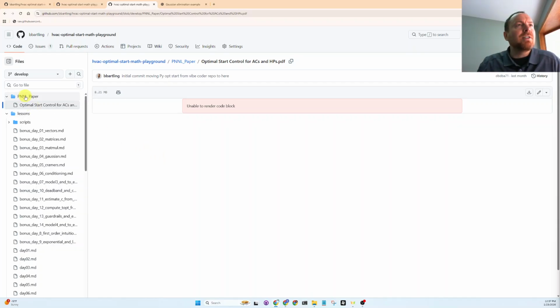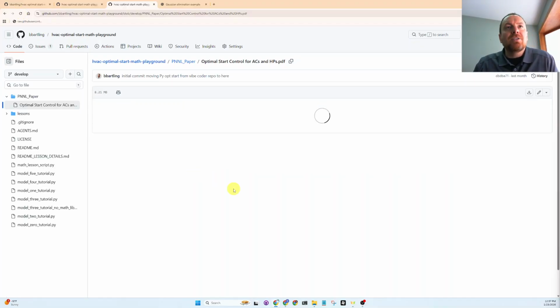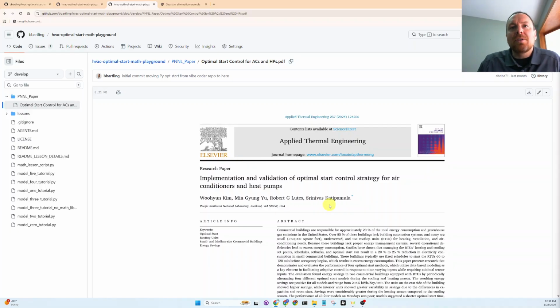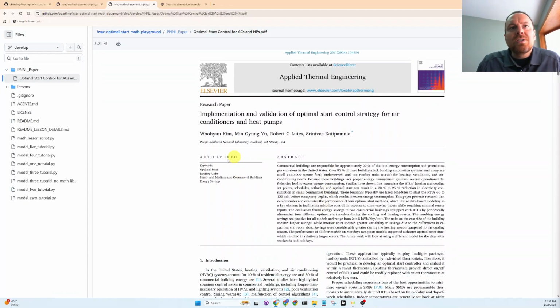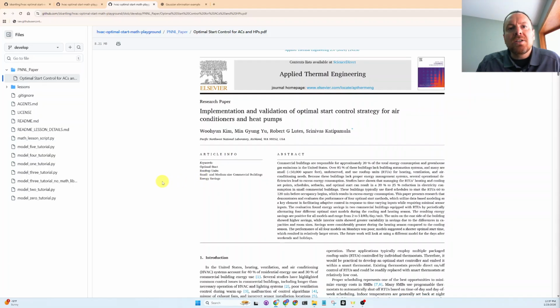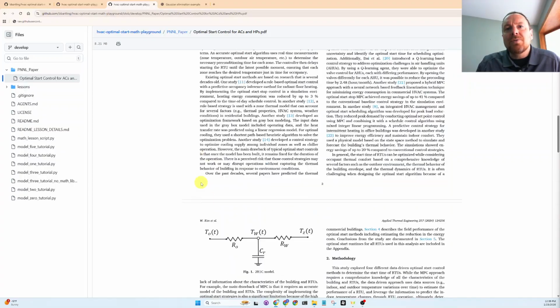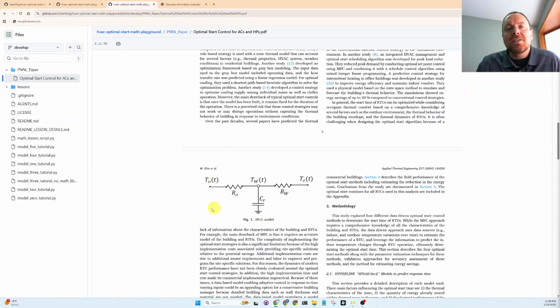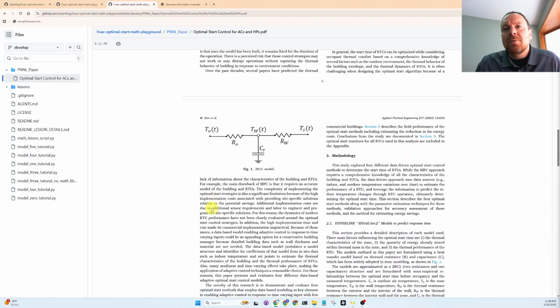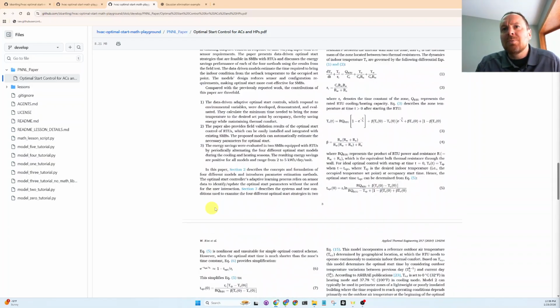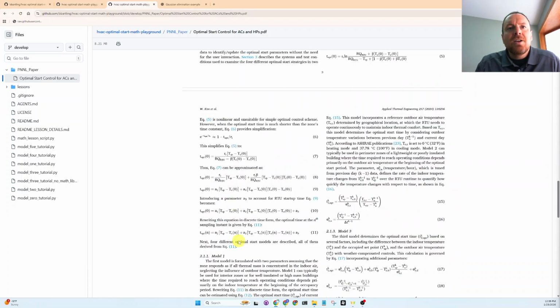So this is the paper from PNNL, Pacific Northwest National Labs. Highly recommend reading the paper. This is a group of researchers, PhD engineers that have researched a couple different ways, resistance, capacitance type of models. So we've been studying these in Python.